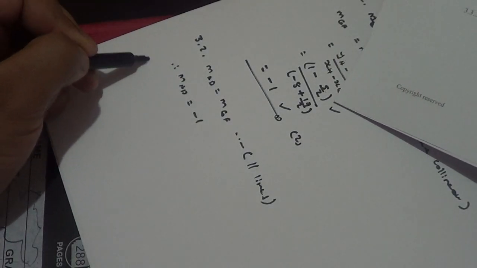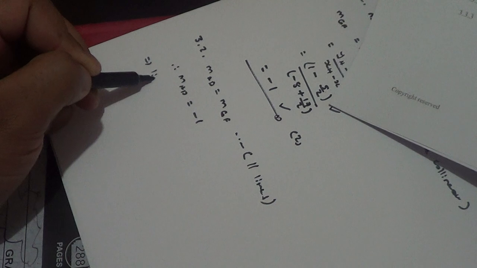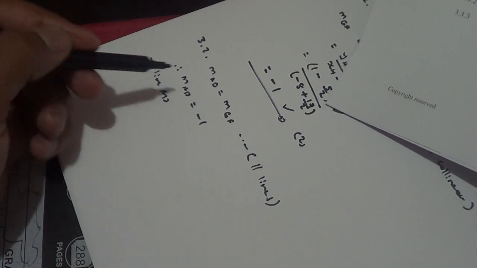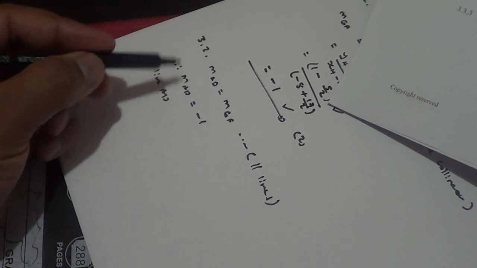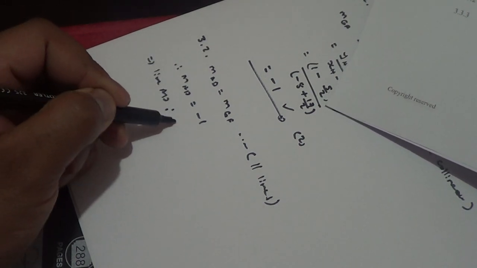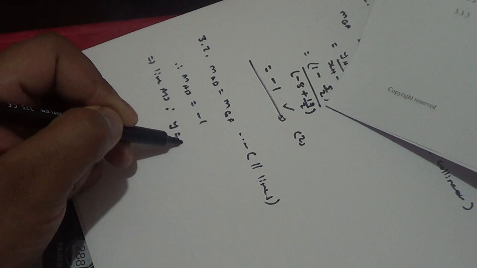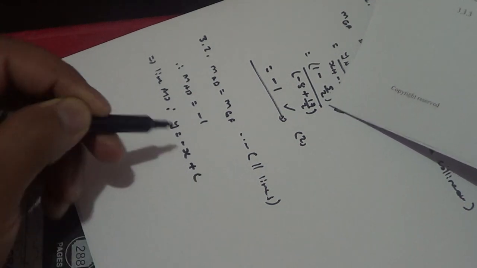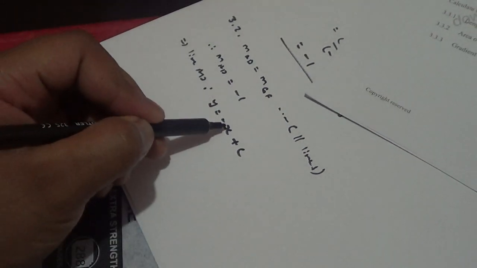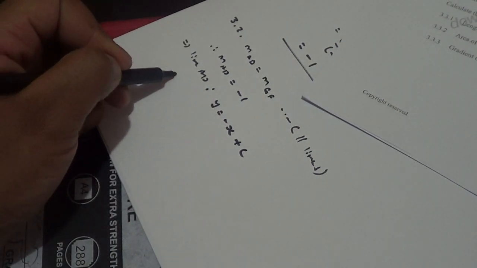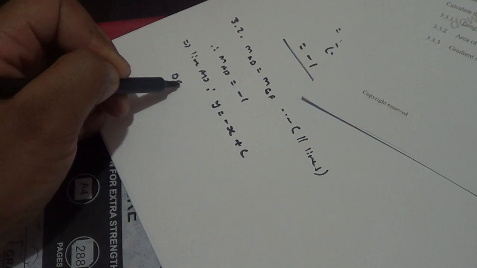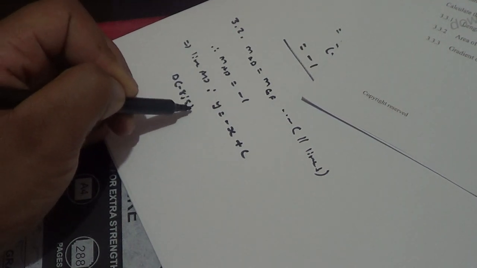So we can say this implies that line AD, I mean, you can just write AD with a little bar on top. That means the line is such that y equals minus x plus c. Okay, you don't write minus 1x. Then you have a point D, which is minus 8 and 5.